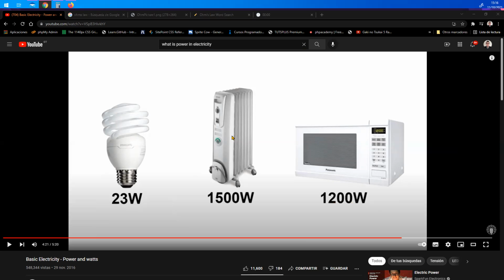For this, the heater, el calentador, 1500 watts, como una ducha también, ¿verdad?